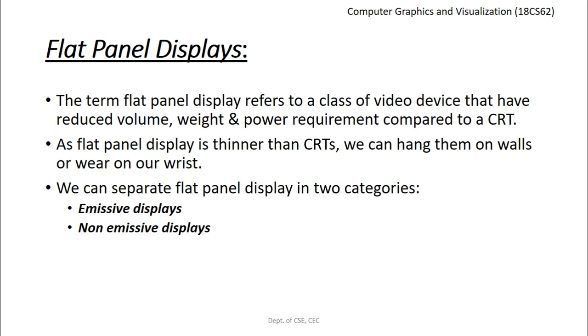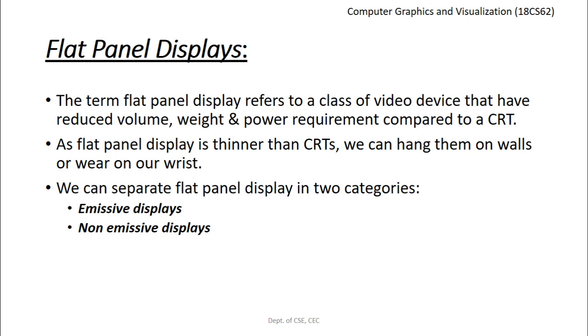Let us see what we mean by emissive displays. Emissive displays, or emitters, are devices that convert electrical energy into light. For example, plasma panel, TFT displays and LED displays are all examples of emissive displays. They convert the electrical energy into light energy. That is what we call emissive displays. Examples are the plasma panel displays, TFT or thin film electroluminescent displays, and the LED displays, light emitting diode displays.